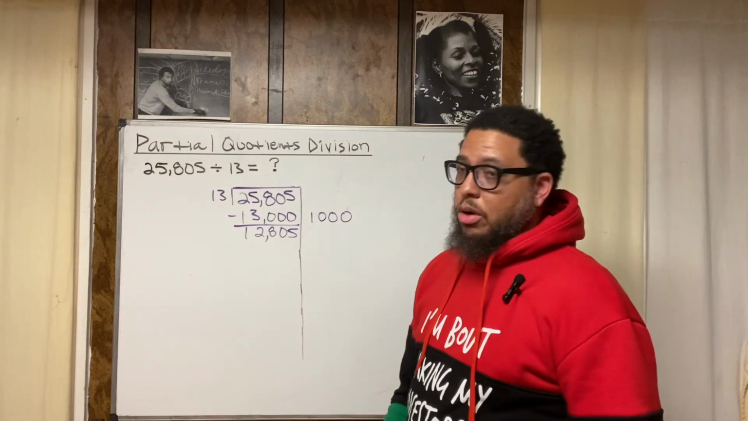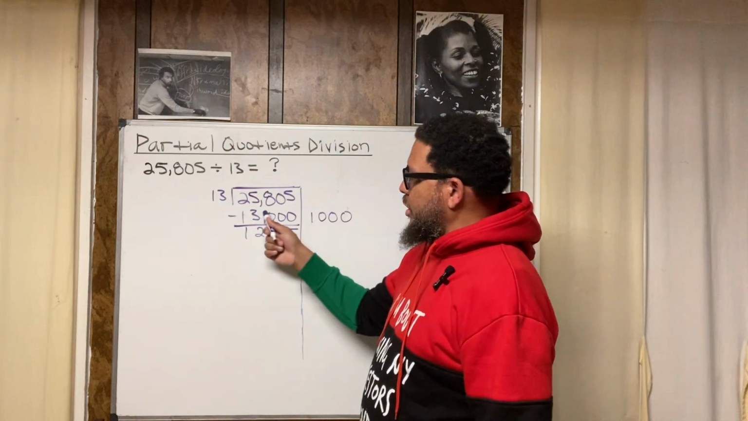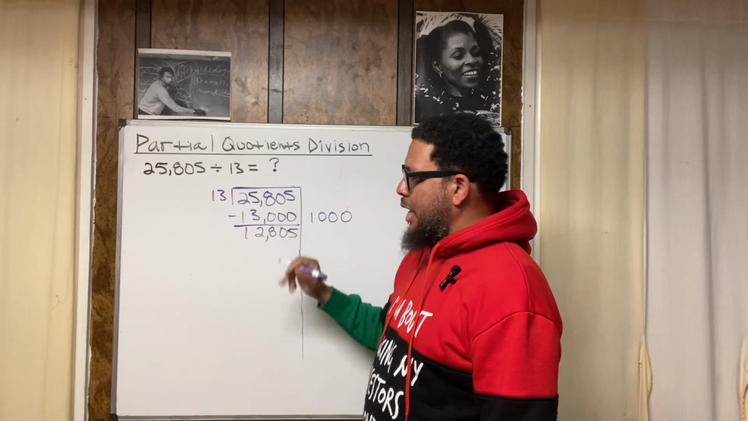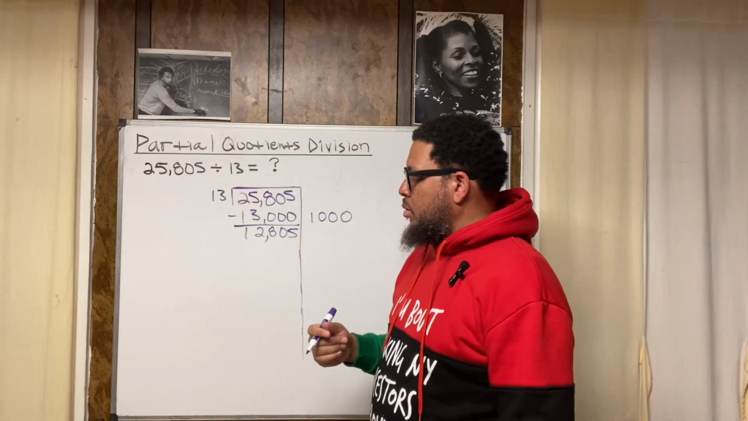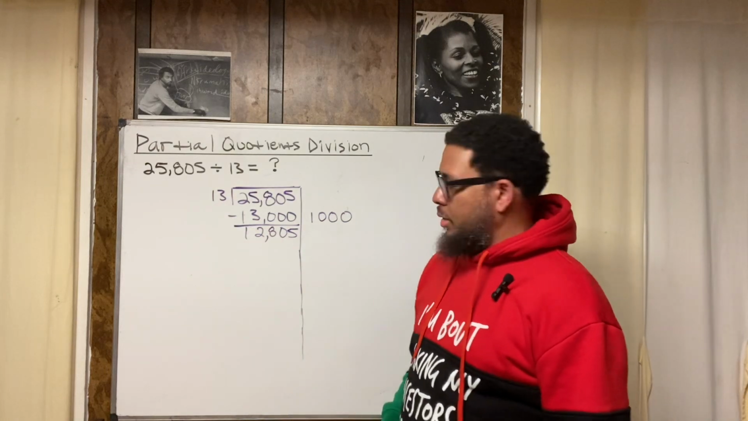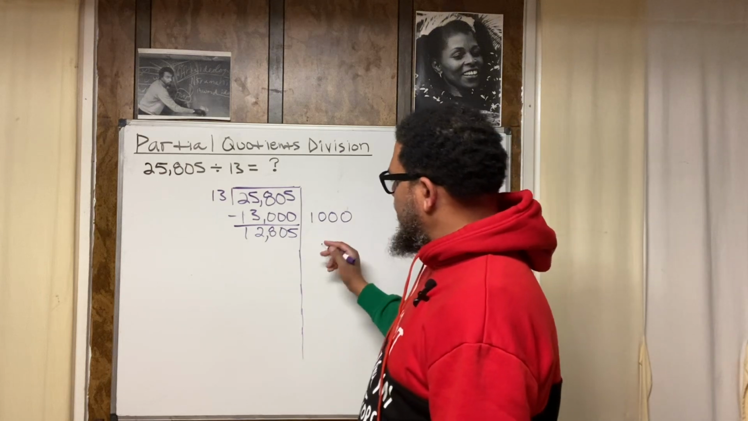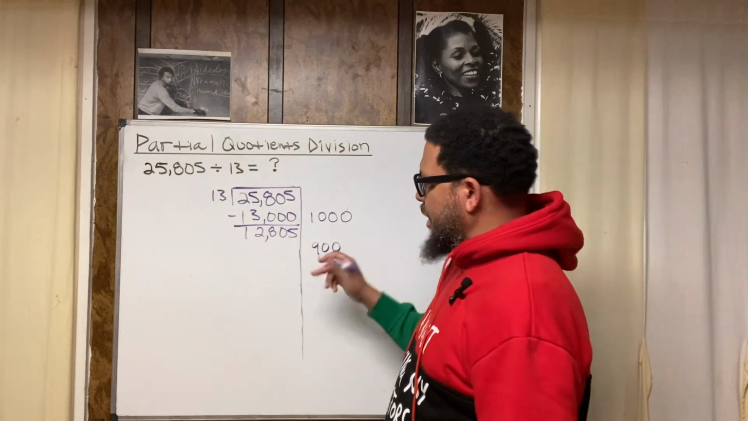Now, this is what I know. I know that 13 times 1,000 gives me 13,000. And I also know that 12,805 is a little bit less than 13,000. So what if I did 13 times 900? What would that give me? So if 900 is going to be my partial quotient, I'm going to write the 900 out here. And I'm going to do 13 times 900.